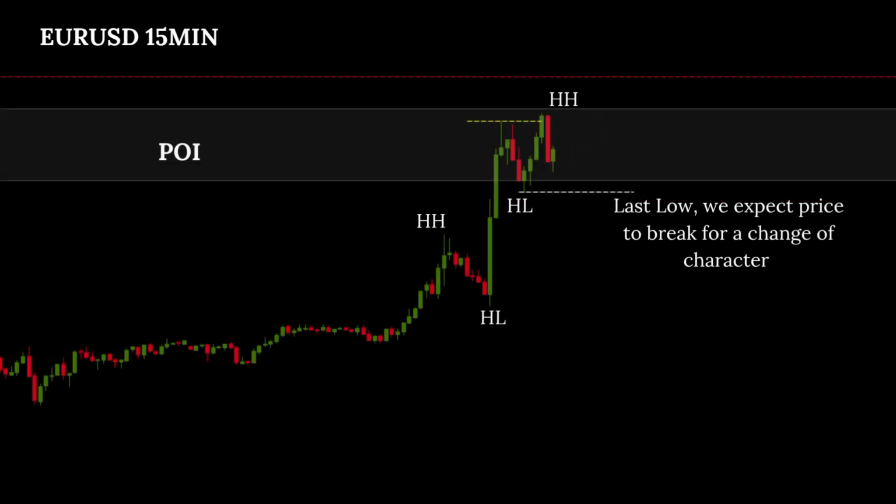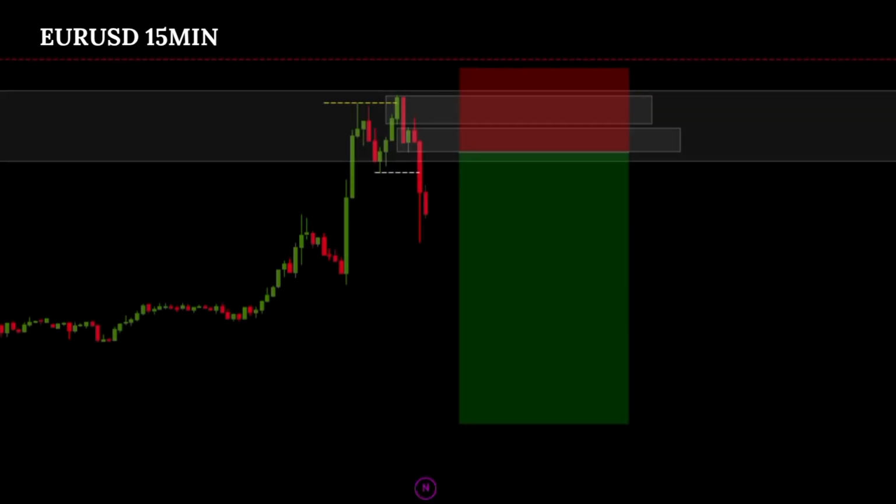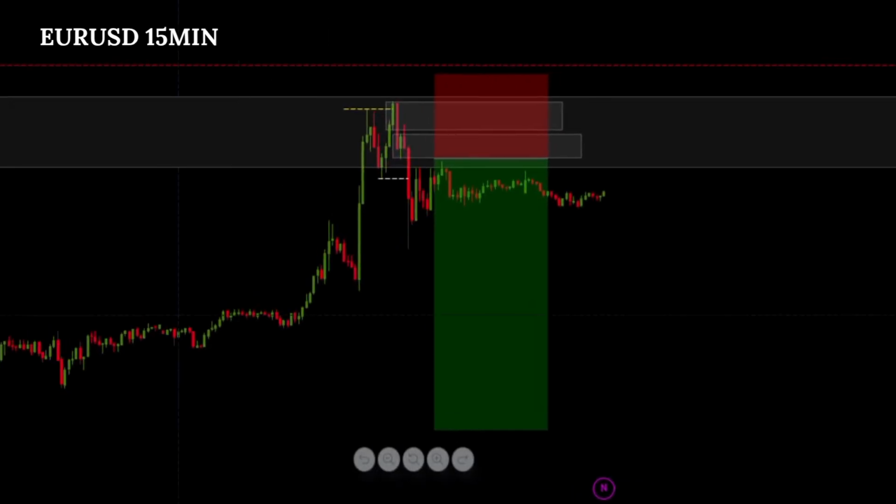To confirm a change of character, we now want to see a lower low instead of a higher low. Once the market forms a lower low, it signals a trend shift from bullish to bearish, which market eventually did, and 2 order blocks formed in the process. To ensure we do not miss the trade, we set a sell limit at the closest order block, place our stop loss a few pips above the second order block, and target the next major support level for take profit.